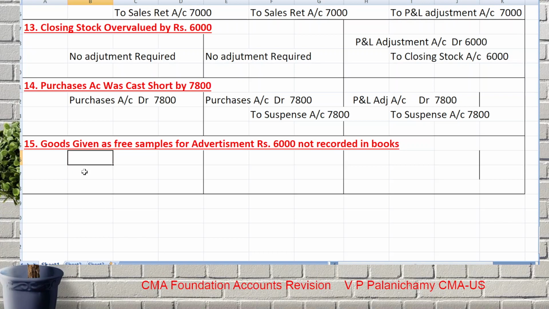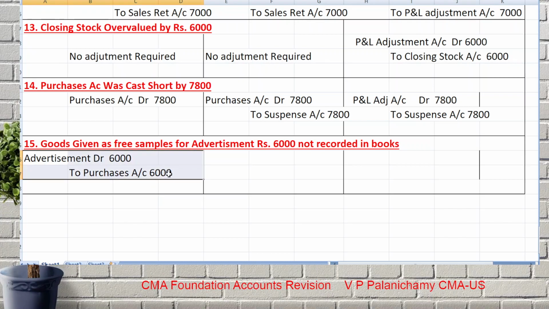We took goods and gave them as free samples. Pass the entry: Advertisement account debit, 6,000, to purchases account. Why to purchases account? When goods are purchased, we record in which account? Purchases account. So advertisement account debit to purchases account.